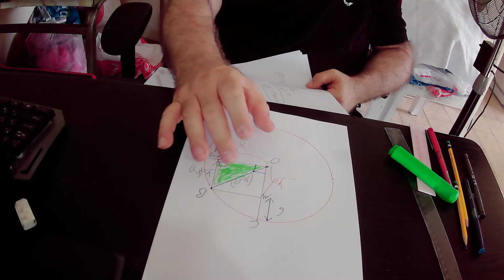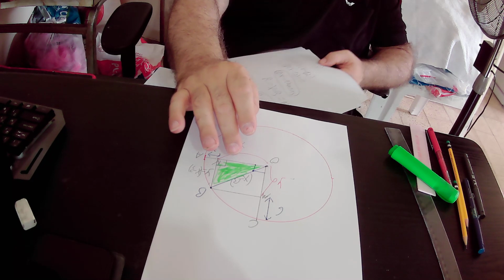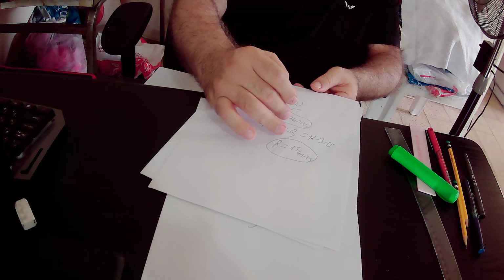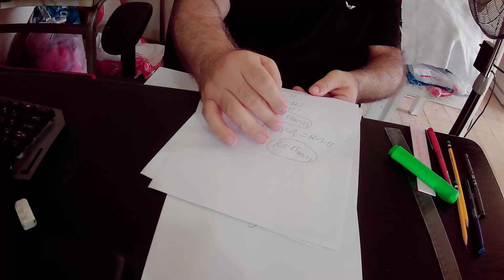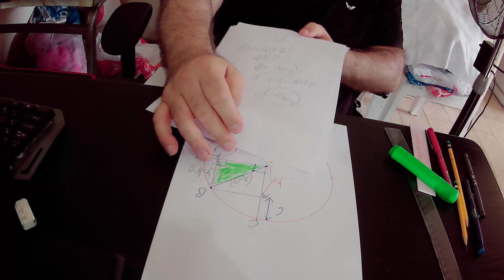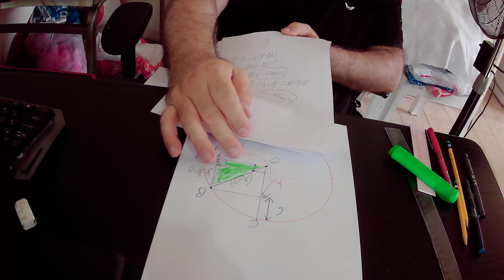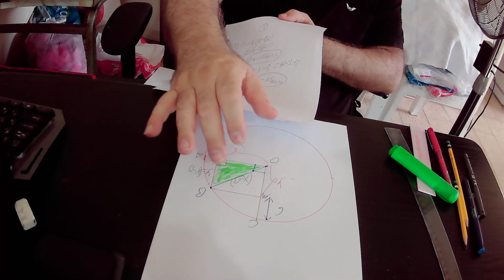But we know that the radius itself equals x plus 3, so the radius will be equal to 12 units plus 3, that is to say the radius of this circle will be equal to 15 units. This is 12 units plus 3 units equals 15 units. The radius of this circle equals 15 units.